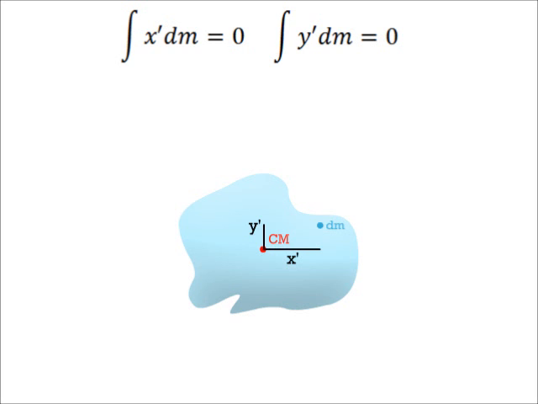And so from this, it should be pretty clear that if you integrate every single point of the object using its x and y distances from the center of mass, the masses on the right side and the left side of the center of mass will cancel each other out, resulting in 0, and the masses above and below the center of mass will cancel each other out, resulting in 0.